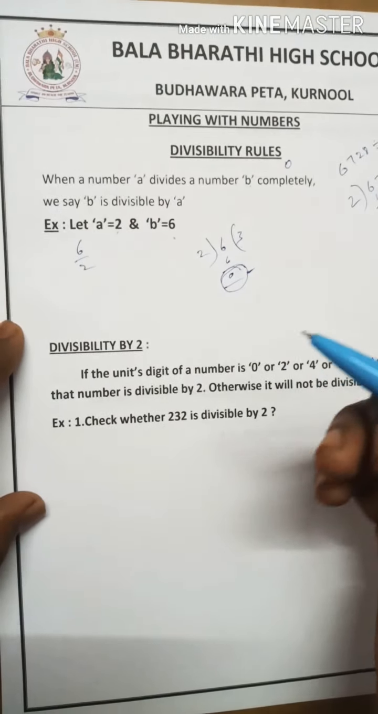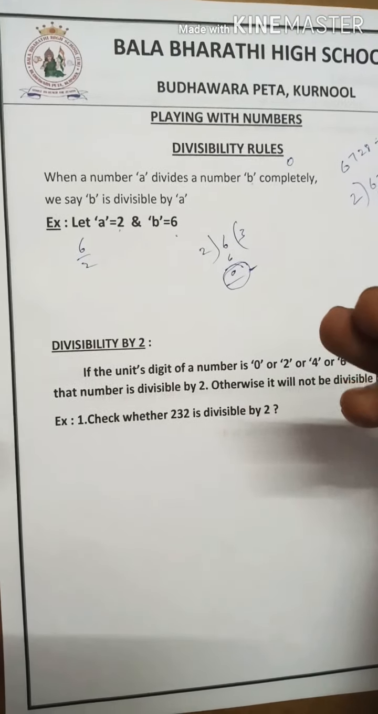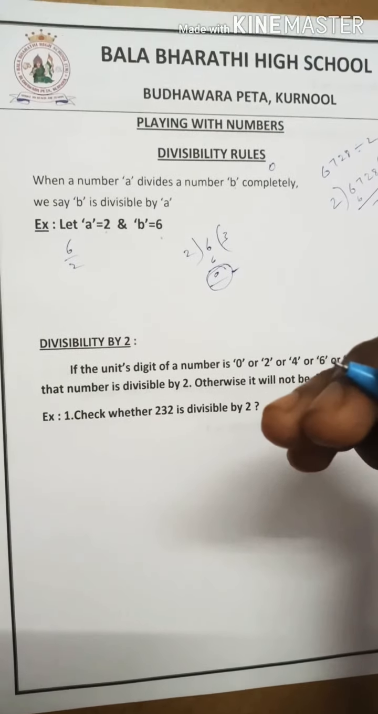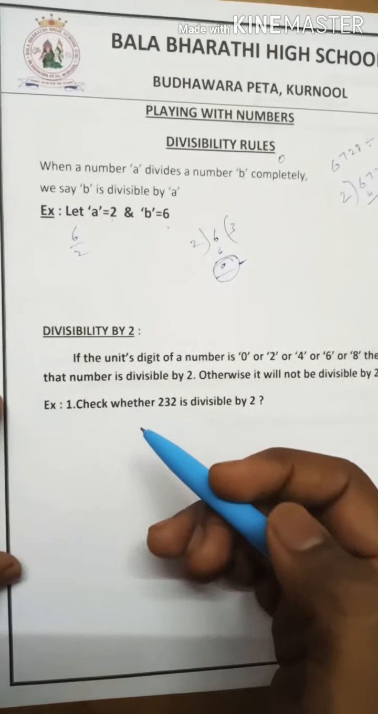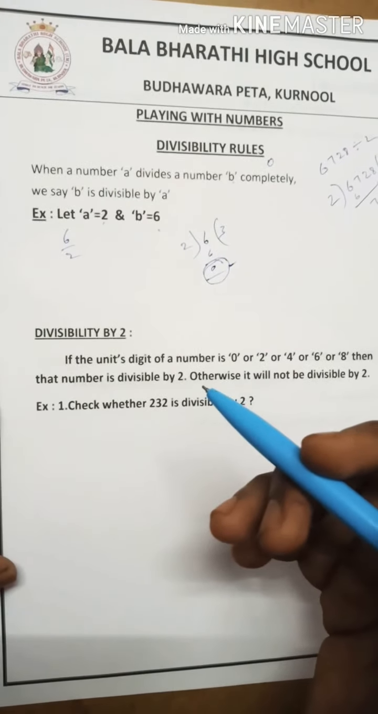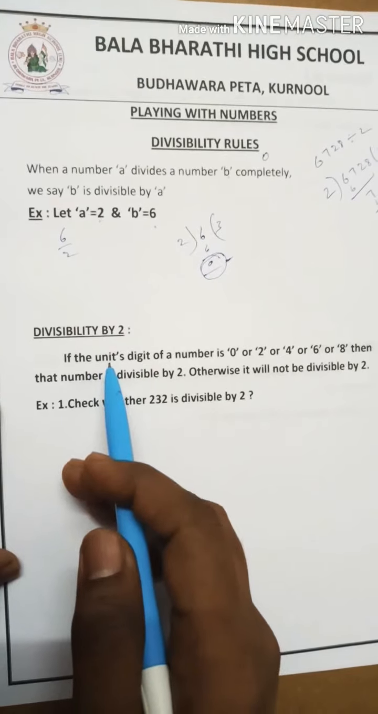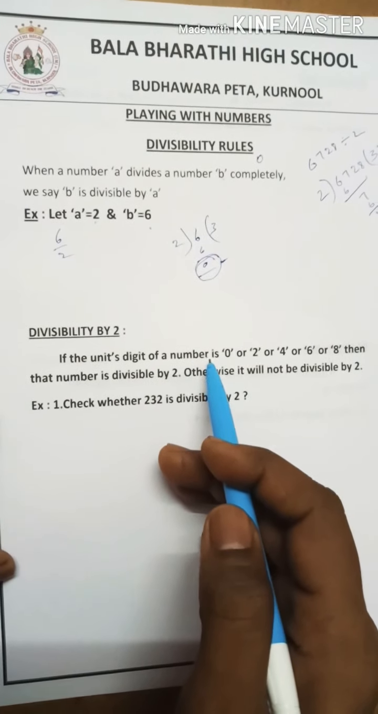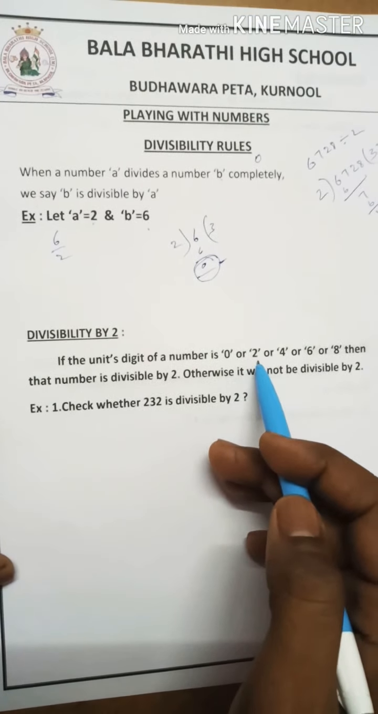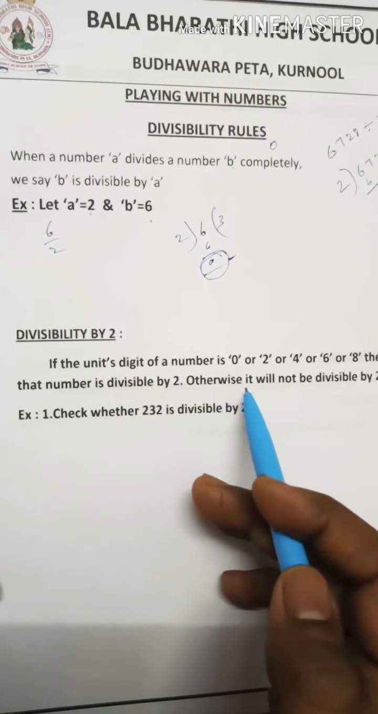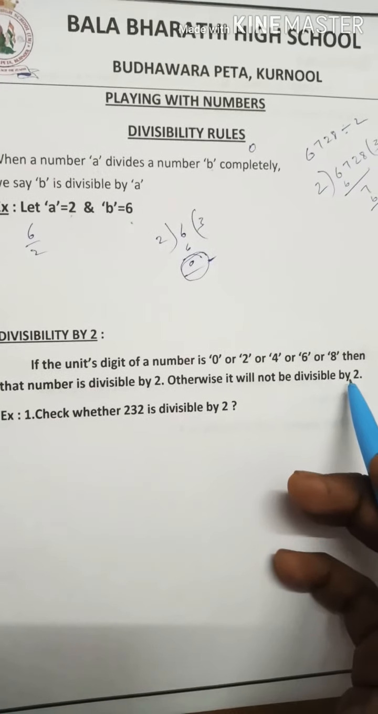In the same way, now let us get into the concept in detail and see the divisibility rules for each and every number. Let us first learn about the divisibility rule of 2. Divisibility by 2: if the units digit of a number is 0 or 2 or 4 or 6 or 8, then that number is divisible by 2. Otherwise, it will not be divisible by 2.